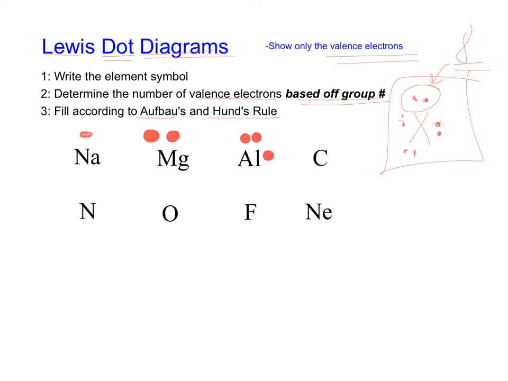Carbon is group 14, 4 valences. First 2, 1, 2, 3, 4. If you did not space that out, you would lose credit on your Lewis dot diagram. You need to be following Aufbau and Hund's rule. Let's go nitrogen. It's in group 15, which means it has 5 valence electrons. So 1, 2, space it out, 3, 4, 5.